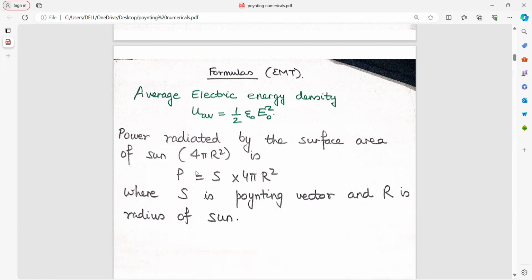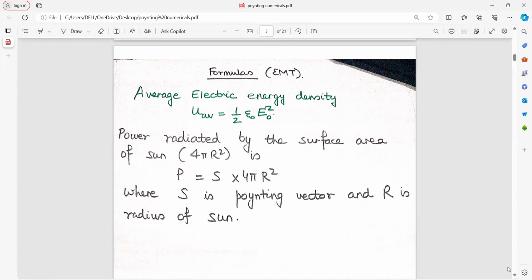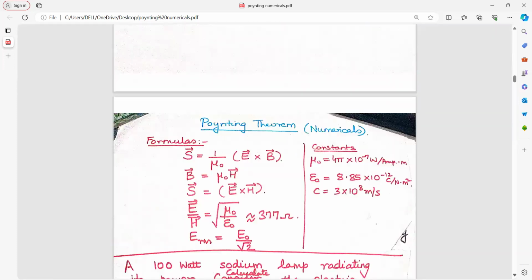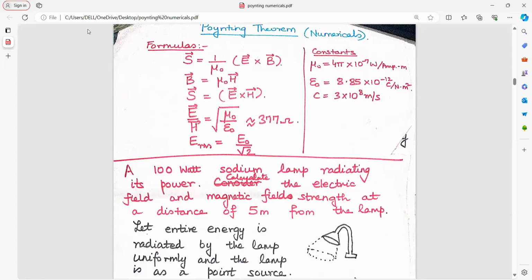Power radiated by the surface area of the sun: since the sun is spherical in shape, we take the area as 4 pi r square. So power is equal to S, the Poynting vector, into 4 pi r square, where r is the radius of the sun. Then we have a few more formulas.